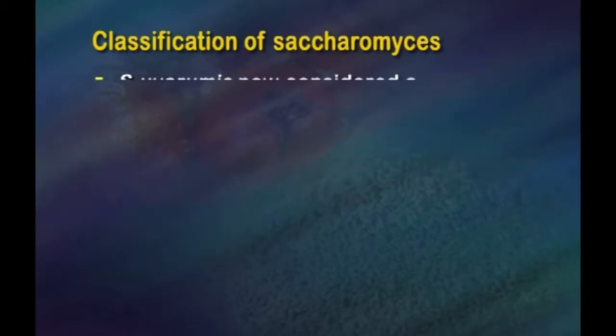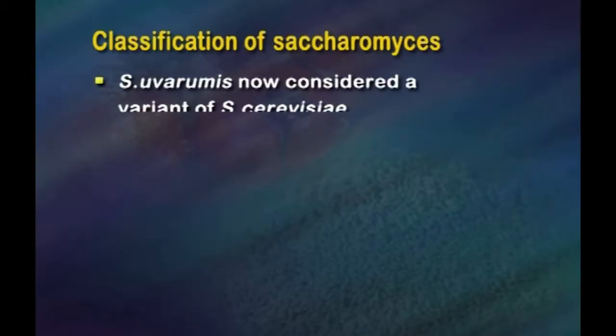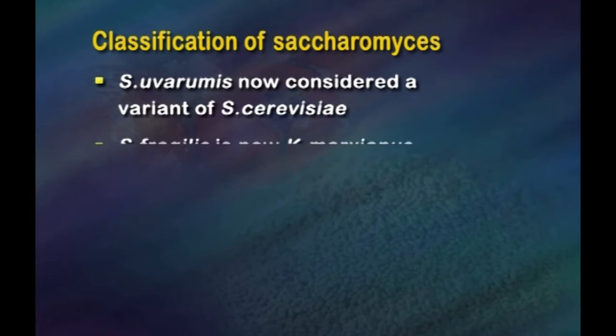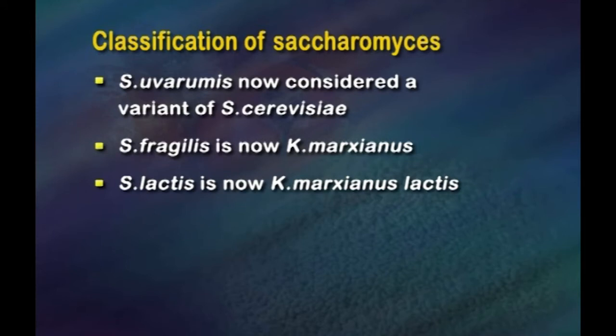Many of the Saccharomyces have been reclassified. For example, S. euphorium is now considered a variant of S. cerevisiae. S. fragilis is now K. marxianus. S. lactis is now K. marxianus lactis. These yeast reproduce by multilateral budding and ascospores are liberated upon maturity.